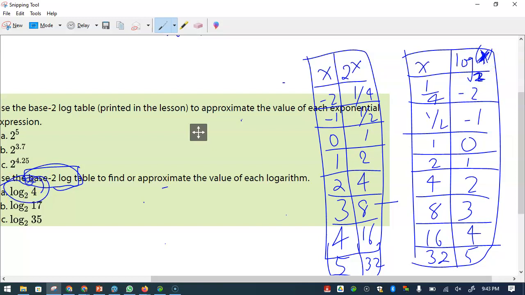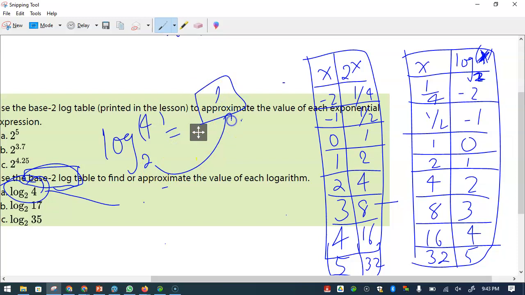What is the meaning of this first one? Very easy, right? Logarithm of 4 to the base 2. Just imagine you don't know, so I'll put a question mark. It's asking: 2 raised to the question mark is 4. And you can see 2 times 2 is 4. So the answer is 2. That's all it is.